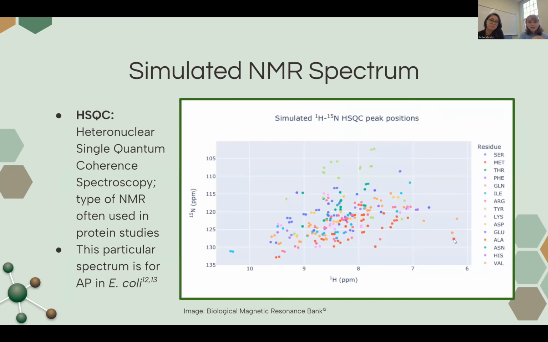We also simulated an NMR spectrum for the enzyme. This probably looks different from NMR spectra you've seen in previous classes. This is called heteronuclear single quantum coherence spectroscopy, or HSQC NMR, in which the shifts of the various amino acids within the protein are shown. It's similar to C NMR and H NMR, except that it's specifically used in protein studies, and this is for AP in E. coli specifically.